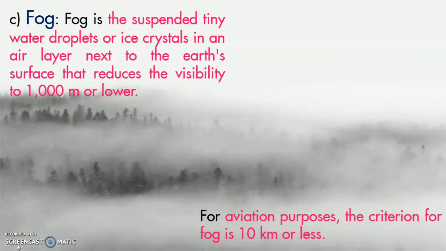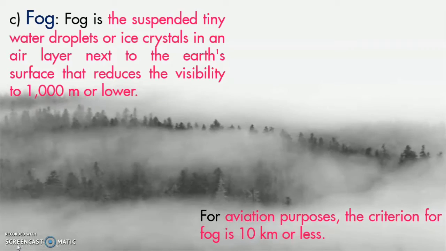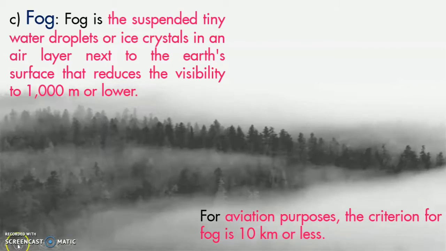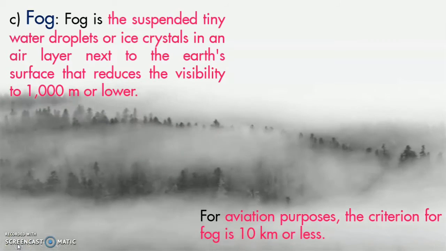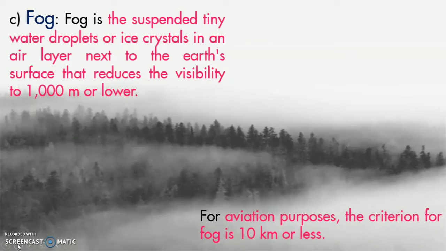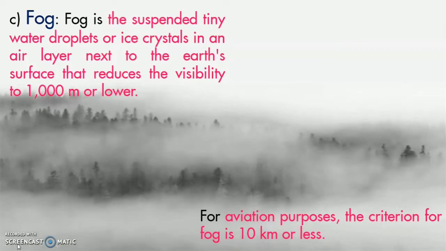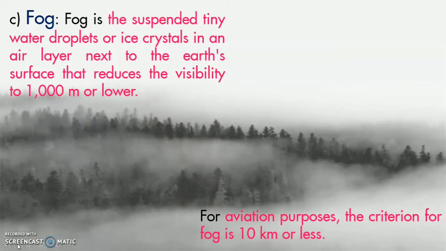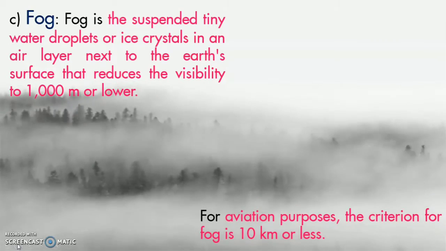So, fog is the suspended tiny water droplets or ice crystals in an air layer next to the Earth's surface that reduces the visibility to 1000 meters or lower. Is it clear, children?